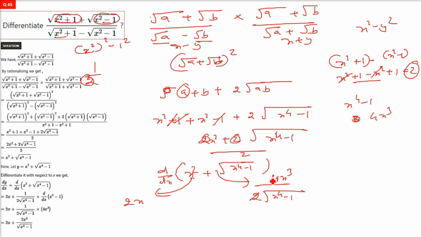So it will be 2 to the 4, so 2x plus twice of x cube, divided by under root x to the power 4 minus 1. This is the whole differentiation.